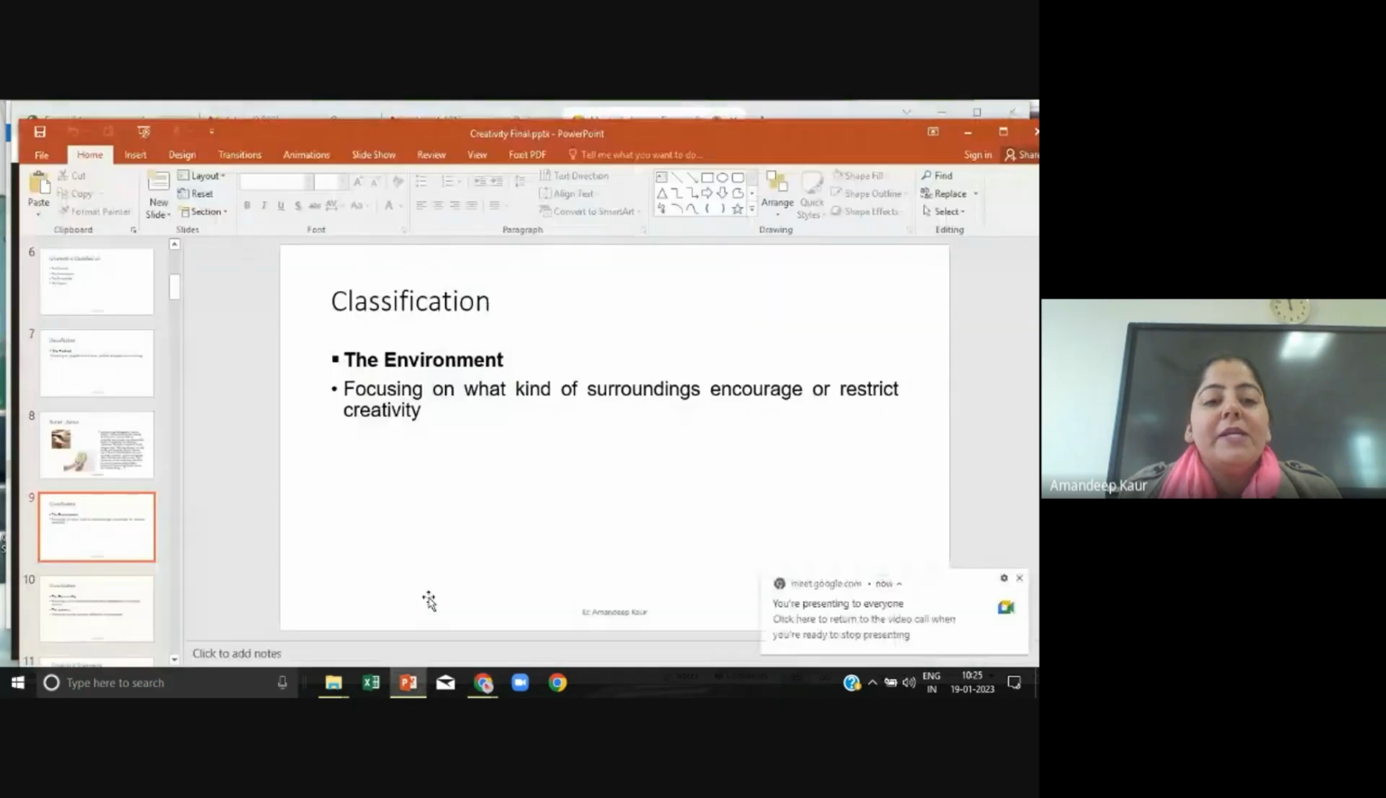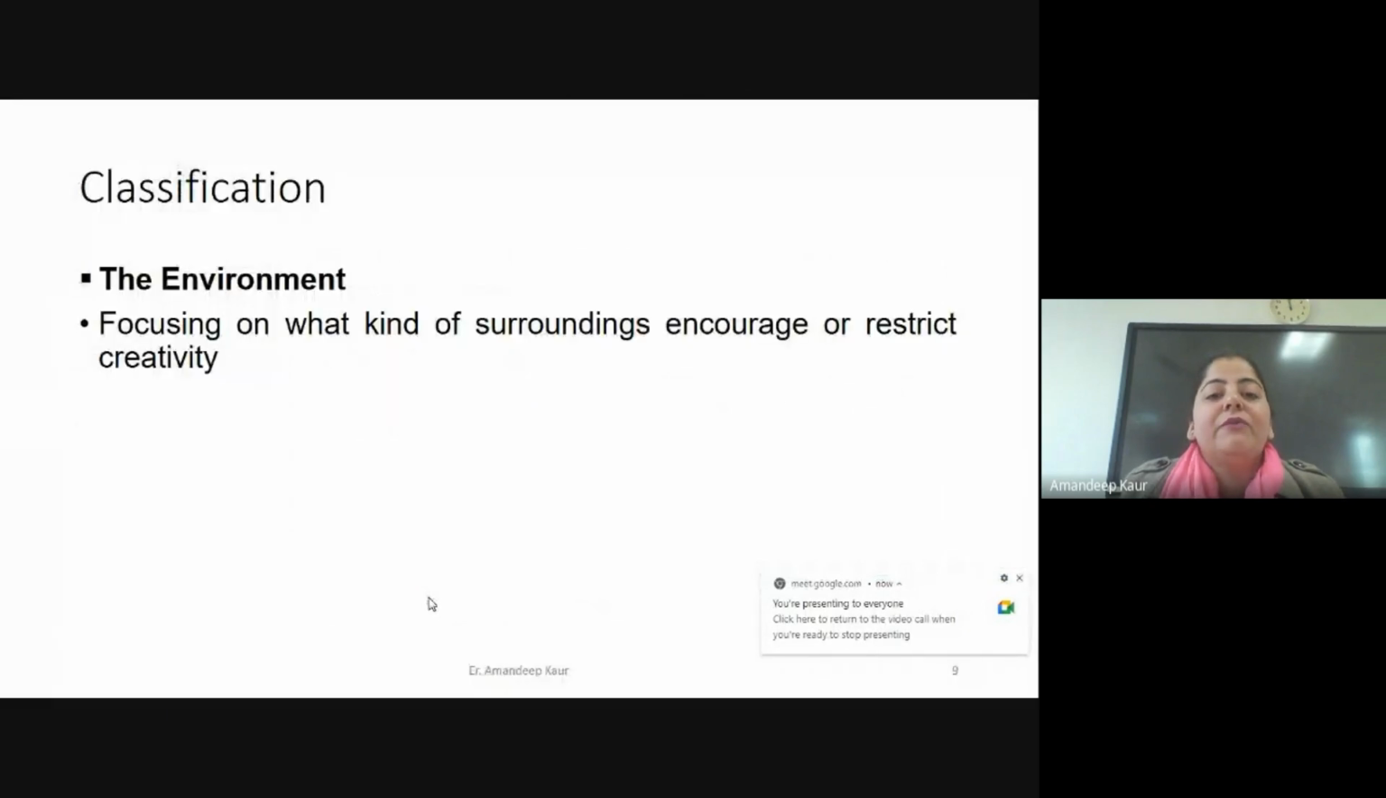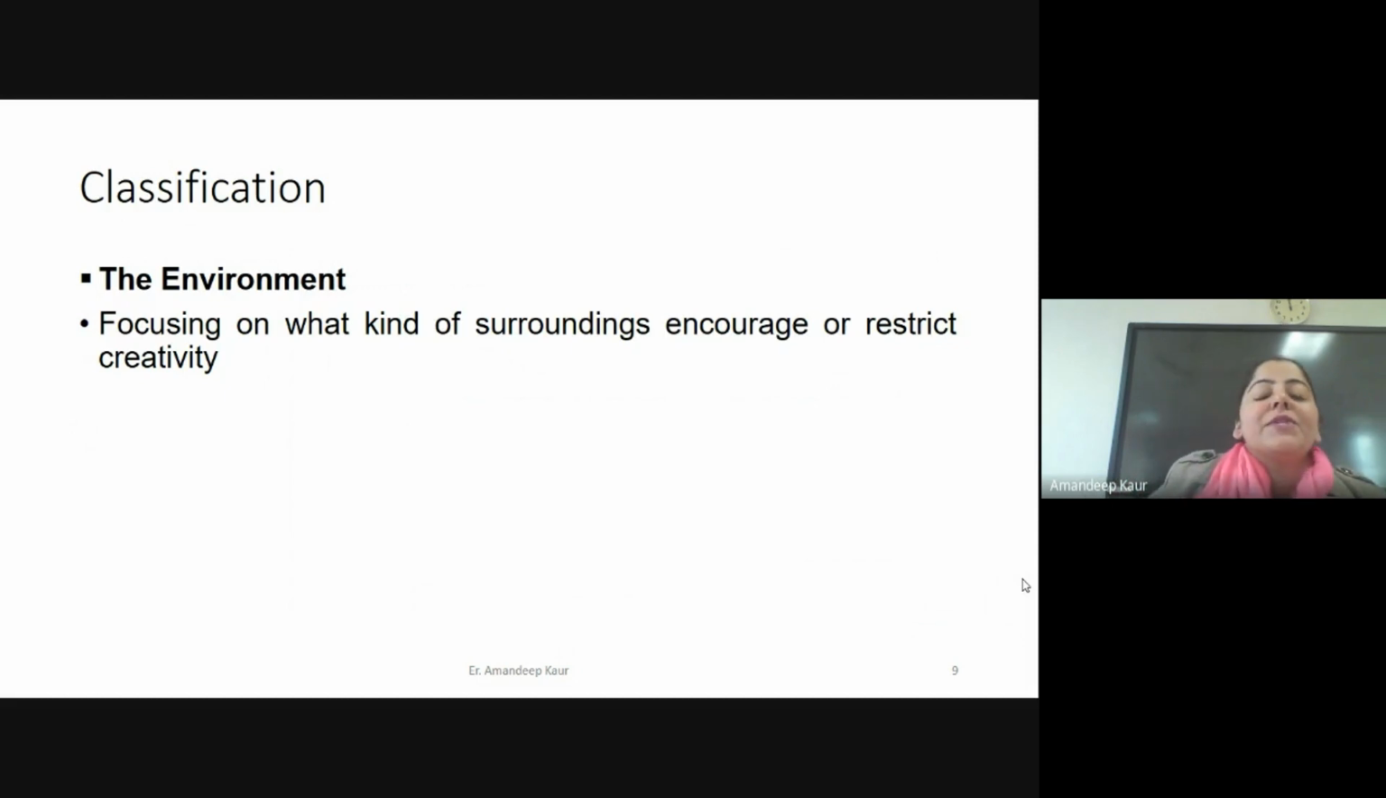So it totally depends upon what kind of environment we are going to give to our students. Environment means the kind of surroundings that encourage or restrict creativity. When I say the kind of surroundings that encourage or restrict creativity, I mean what kind of classroom environment, or what kind of environment in laboratory practices or other areas of the institution, we are providing to our students.